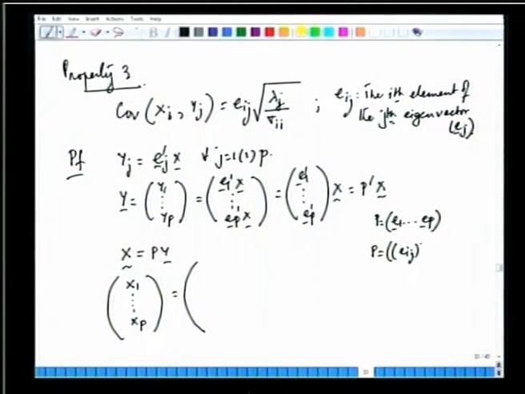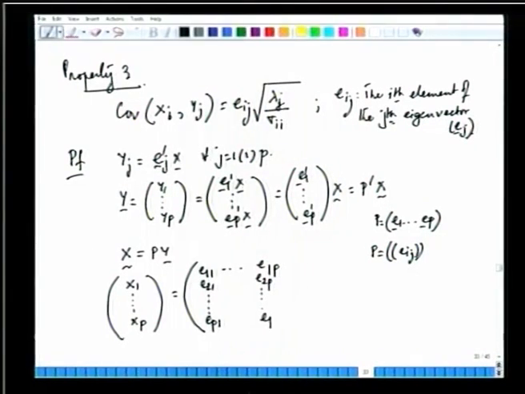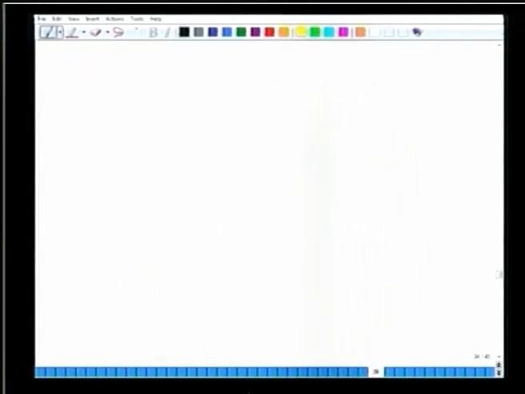So this is exactly how I write the matrix P, represented by this Eij. I have E11, E21 in this way up to EP1, and finally the first element of the pth eigenvector, which is E1p, then the second element, which is E2p, and then the last element, the pth element of the pth vector, giving me EPP, and then this is Y1 to Yp. So this gives me a new representation of x.